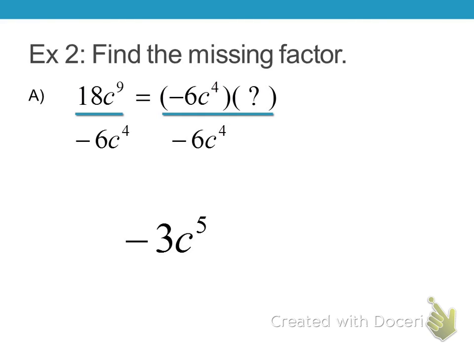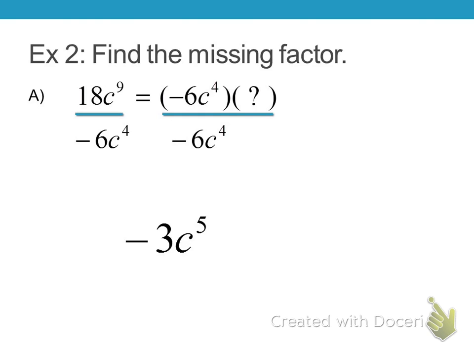Or, if you want to write it out, technically we're just solving the equation. And the opposite of multiplying by -6c to the 4th is dividing by 6c to the 4th. So we kind of did it in our heads there, but this is the actual math behind what we did. So we subtract the exponents, c to the 5th. We divide the coefficients, -3. Okay?